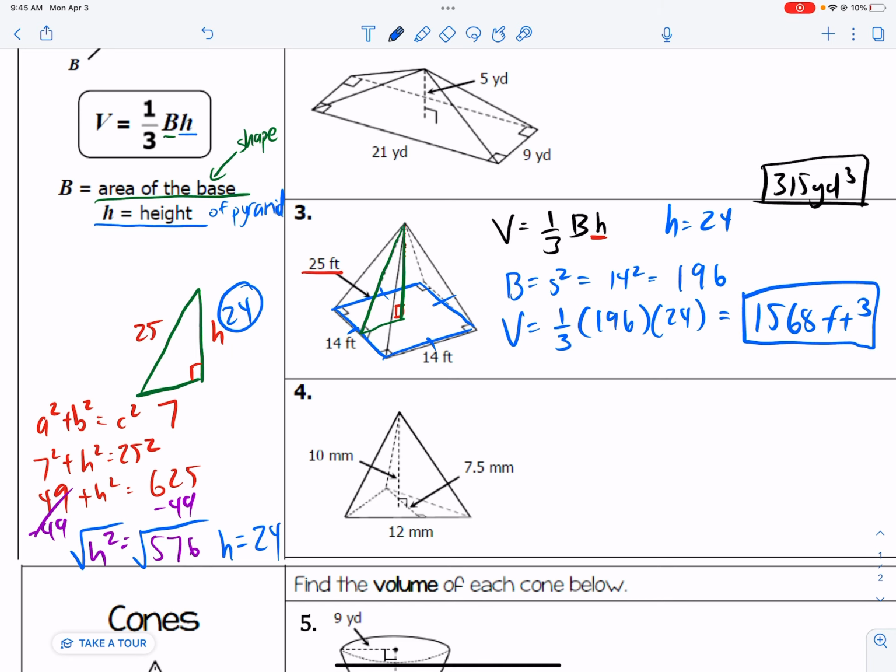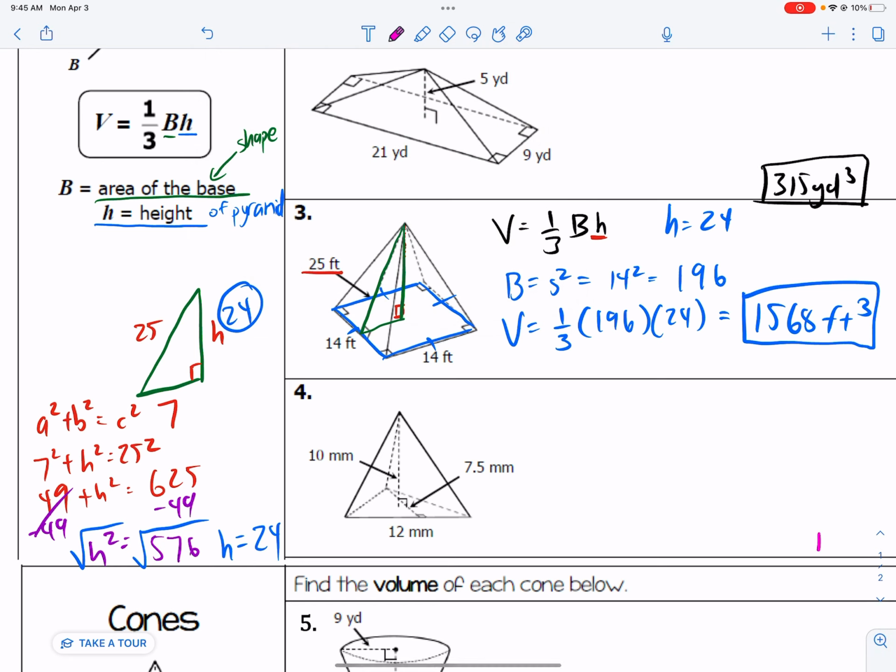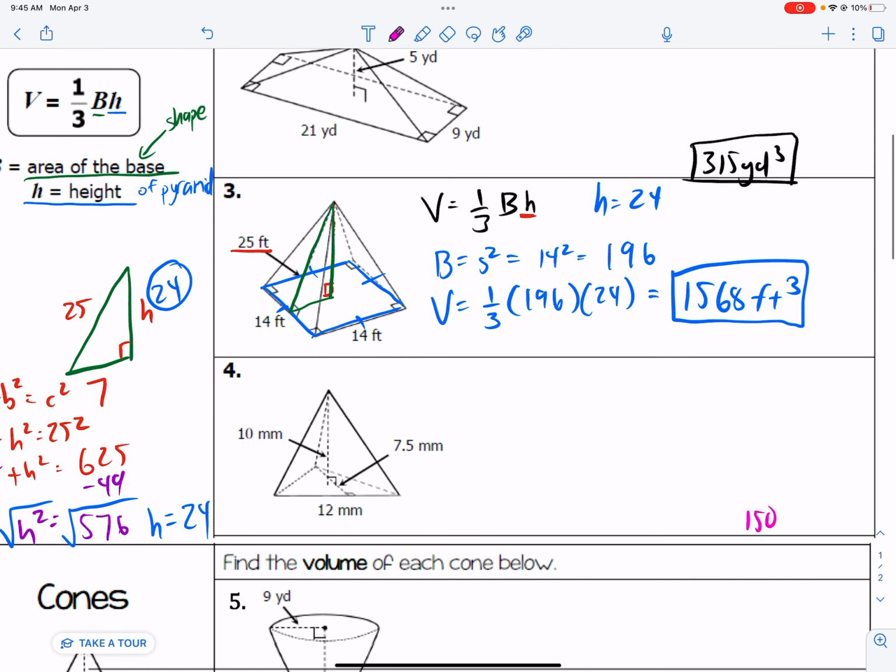All right, go ahead and try number 4. The answer for number 4 is going to be 150 millimeters cubed. Just a little heads up for number 4: this base right here is going to be a triangle, so please use the formula for the area of a triangle for that base. Thank you. Go ahead and give it a try.